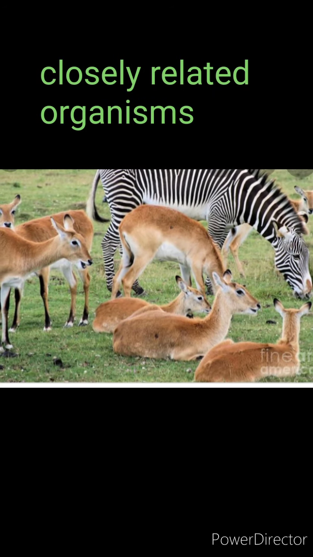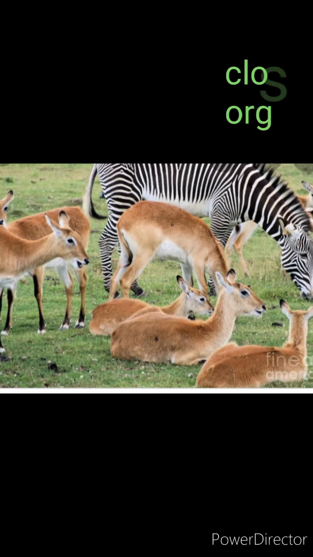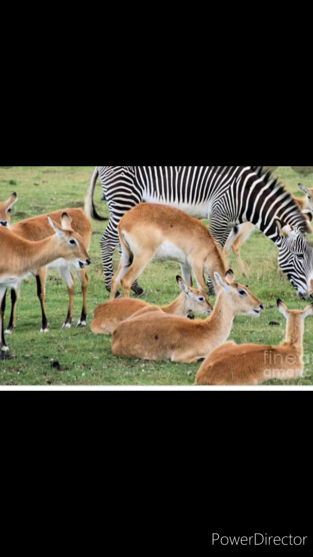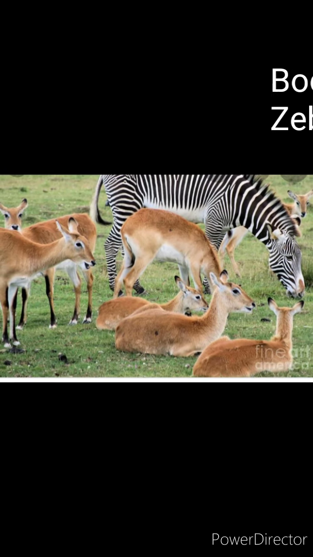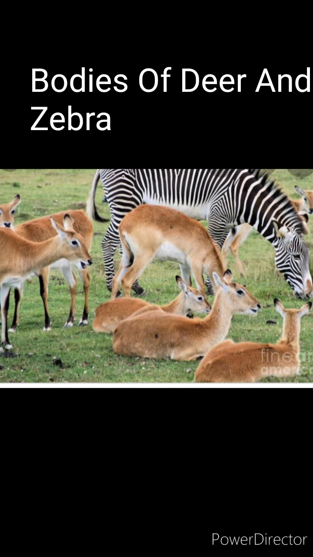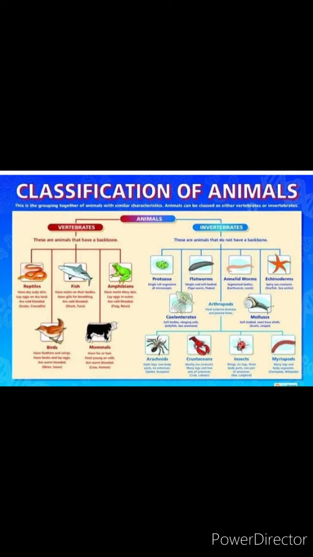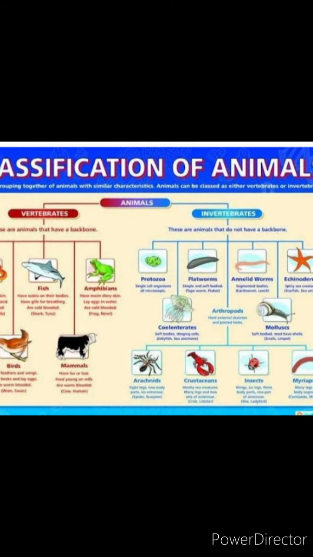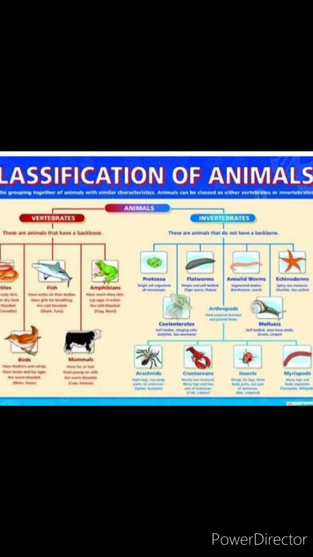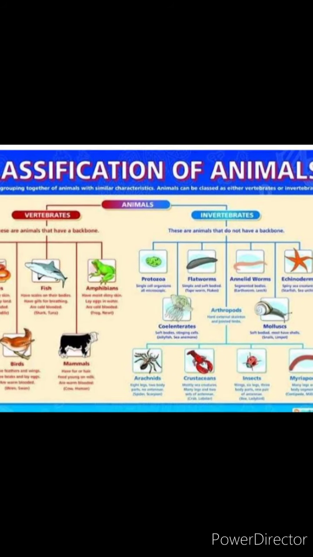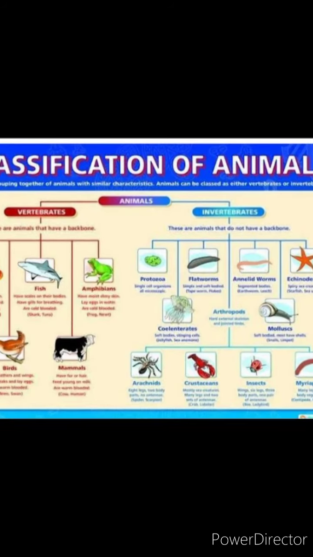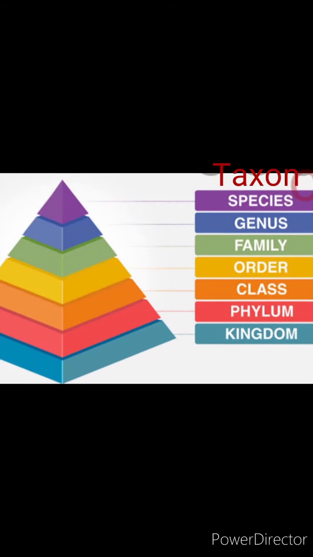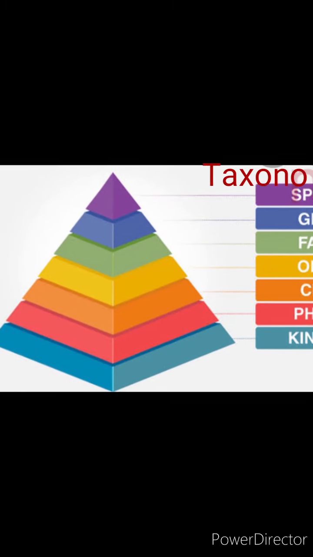So living organisms exhibit a lot of similarities and dissimilarities in their shape, size and structure. You can see in the picture here, the bodies of deer, moose and zebra are very similar, and so they are closely related. So children, in order to study them systematically, we have grouped them according to their characteristics. You can see in the picture, animals with backbone are categorized in one group and animals without backbone are categorized in the other group.